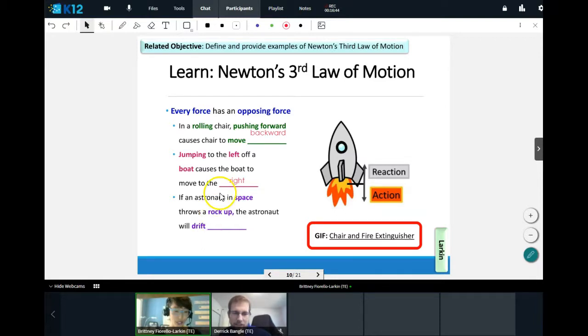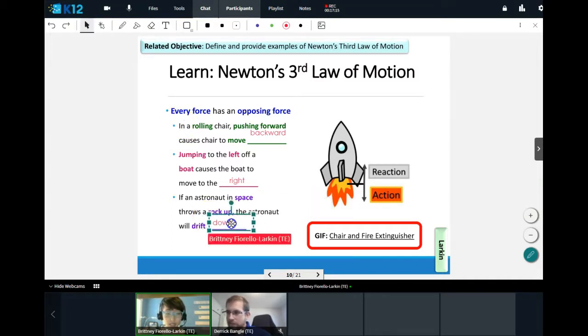You kind of fall straight into the water. Now, on the other hand, let's think about if you're an astronaut in outer space. Let's say that you throw a rock upwards. Which way do you think the astronaut will actually begin to drift? The astronaut throws a rock upwards. Think about the equal and opposite force, or action-reaction. Which way will the astronaut begin to drift? Yes, they will actually begin to go downwards. Exactly. They will begin to drift down.